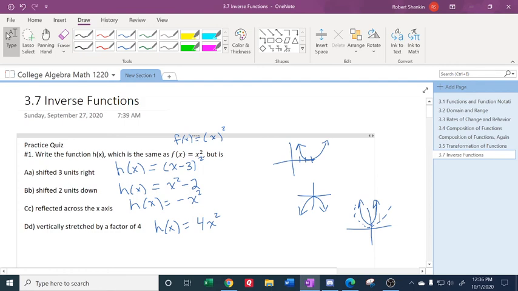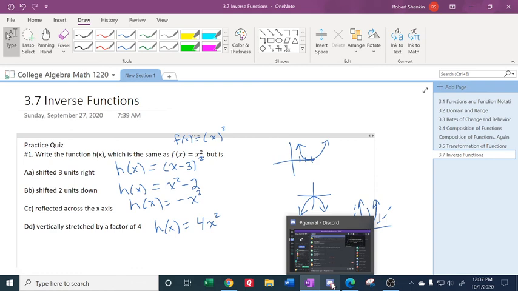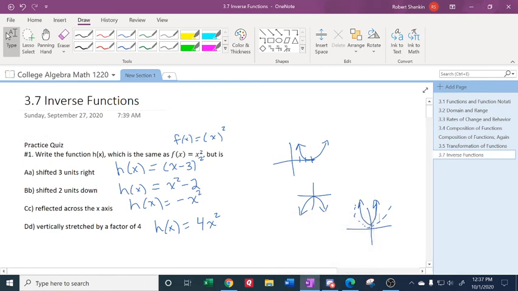All right, if y'all can give me feedback on this now. Nailed it. If you got it, don't hit enter quite yet, but nailed it. Still working on it. And tell me what's the hardest part for you. Which A through D is the most difficult for you. Okay, and go ahead and hit enter.